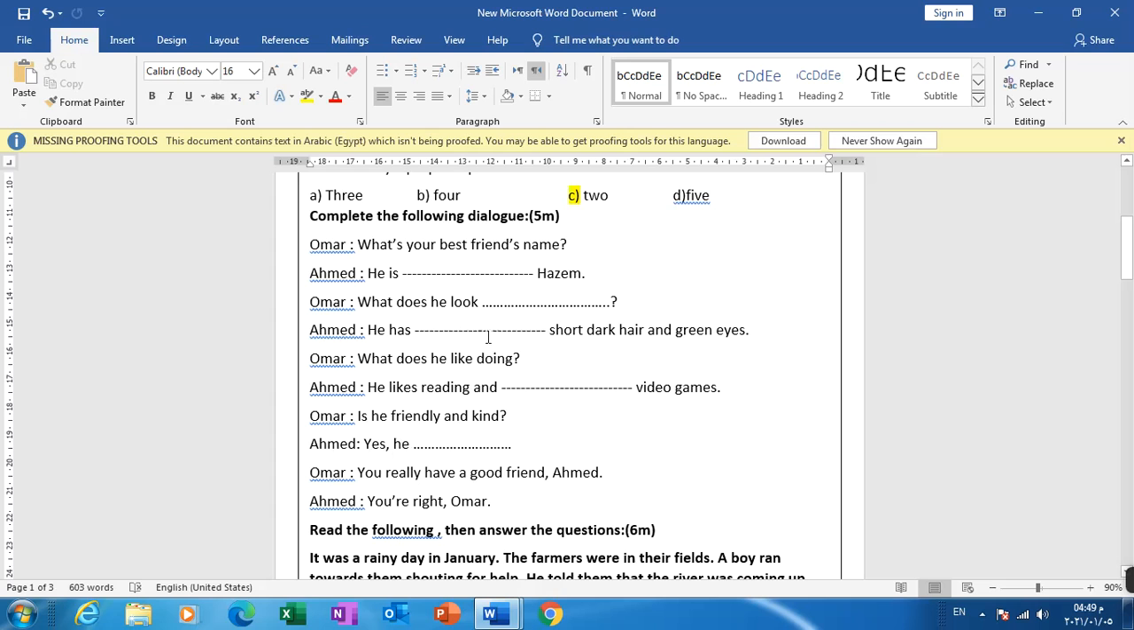This is a conversation between Omar and Ahmed about Ahmed's best friend, okay? What's your best friend's name? He is space Hazim. Try to answer. Excellent. He is called Hazim. If I wanted to talk about the name of anyone, I will say he is Hazim or he is called Hazim. Okay? We will write called. Okay, write with me. Omar, what does he look space? If I wanted to talk about appearance, I will say look like, okay? Like.